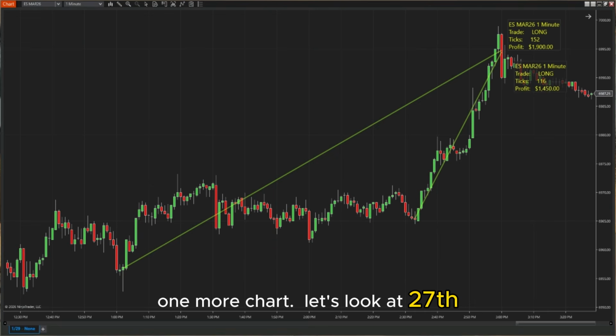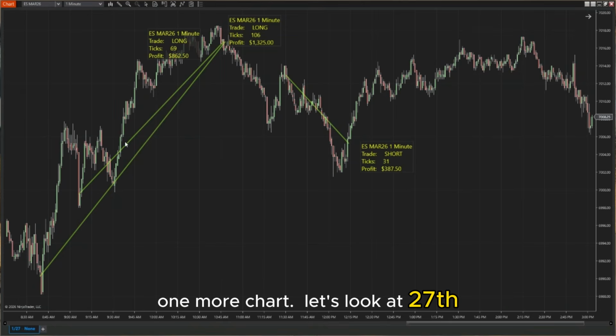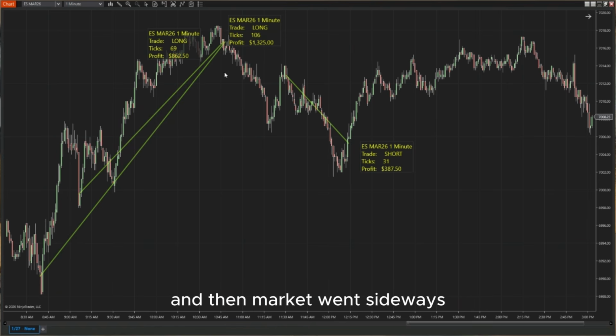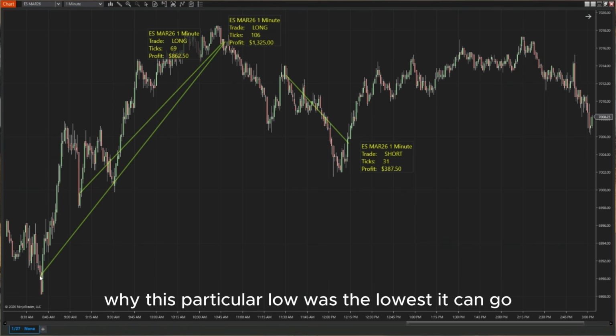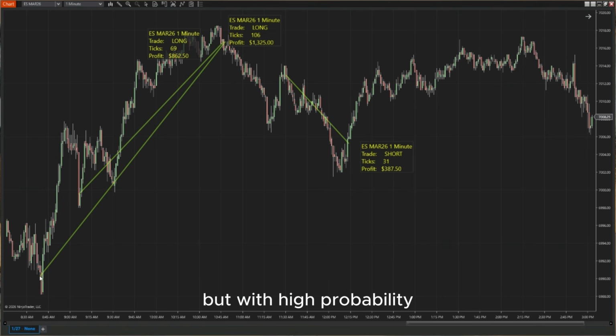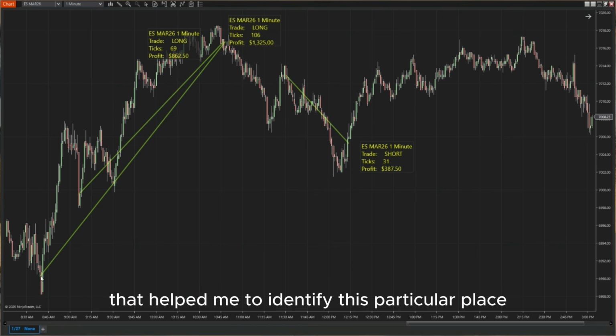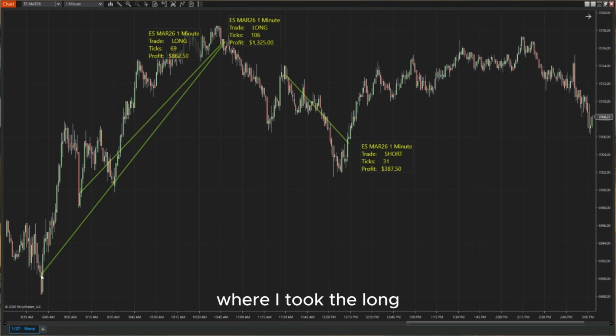One more chart. Let's look at the 27th. We had a very good momentum in the morning, and then the market went sideways. But when the market opened, the market went low here. Why was this particular low the lowest it could go with high probability? I will show you the reason: what I saw in the liquidity, in the level 2, in the order flow. That helped me identify this particular place where I took the long.